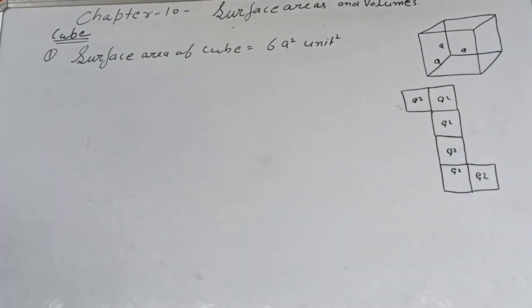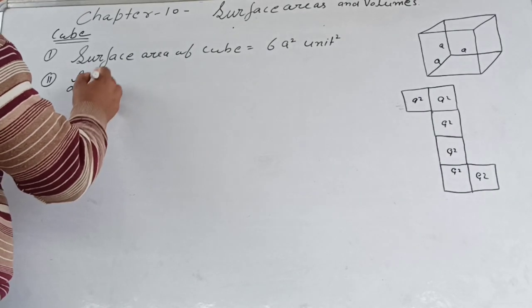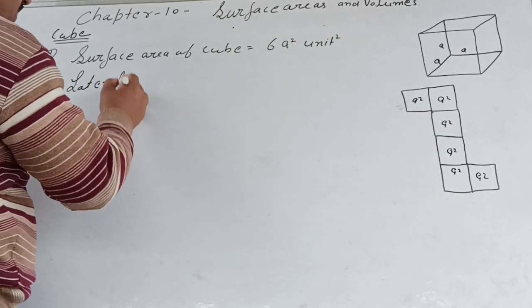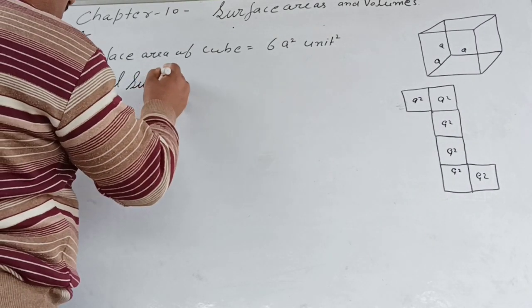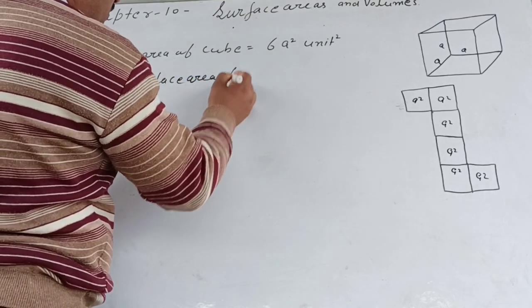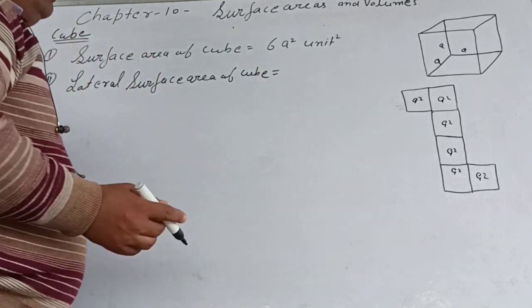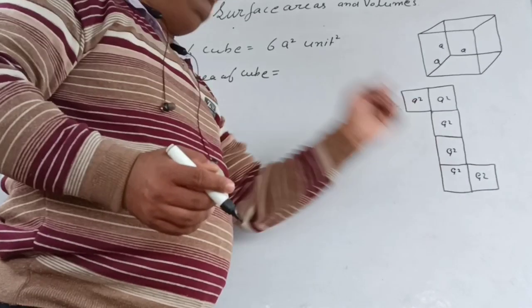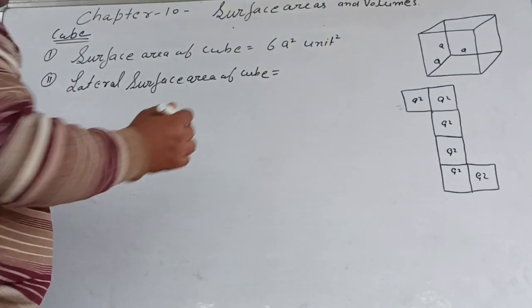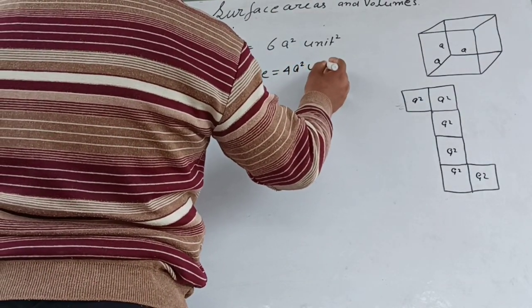Lateral surface area of cube is equal to this, two sides, 1 and 2, cancel out. We write 4A square, 4A square unit square.